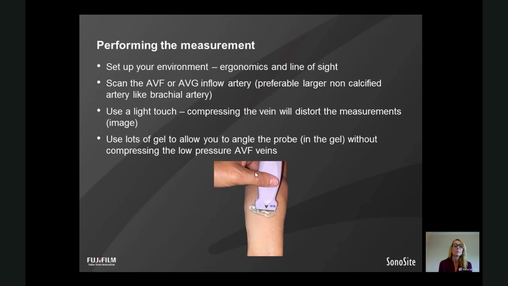Scan the arm, the artery and the vein. If it's a fistula or a graft, you start and you scan the lot and then try and pick the best area. So preferably the larger non-calcified artery like the brachial artery is better than using a radial artery. If you've got a radiocephalic fistula but the radial artery is quite small and calcified and has turbulent flow, again, it's really difficult to get an accurate diameter and an accurate velocity there.